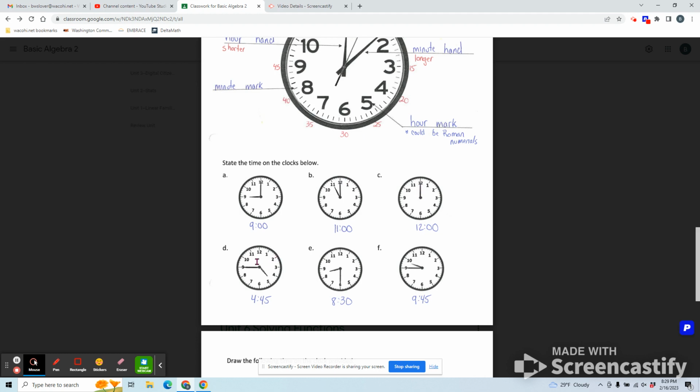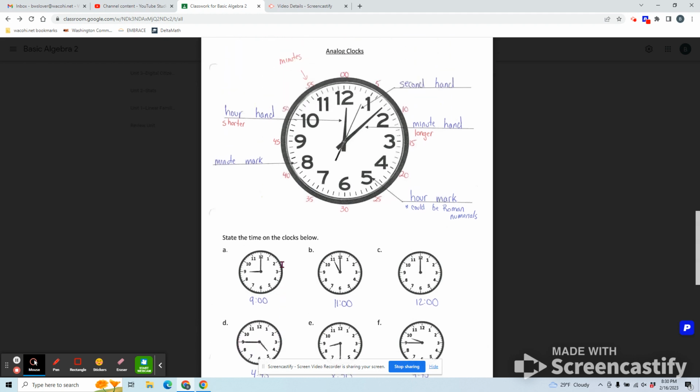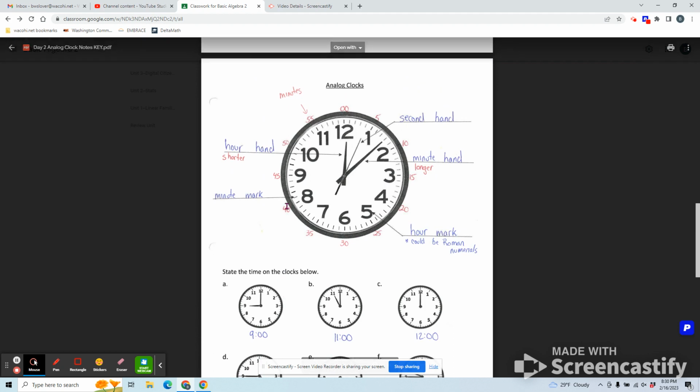So D, E, and F. So this one, my hour hand is here, and it's pretty close to 5, but it's not at 5 or past. So that means it hasn't hit 5 yet. It means it's at 4. So it's at 4, and if you need to, you can count 5, 10, 15, 20, 25, 30, 35, 40, 45. So at the 9 is 45 minutes, and that's why up here I wrote in red those numbers as a reference. So if you don't know that, maybe that might be helpful to write down or to memorize.